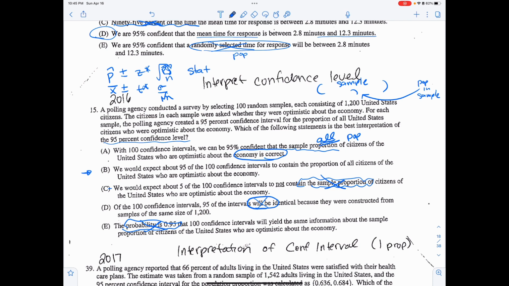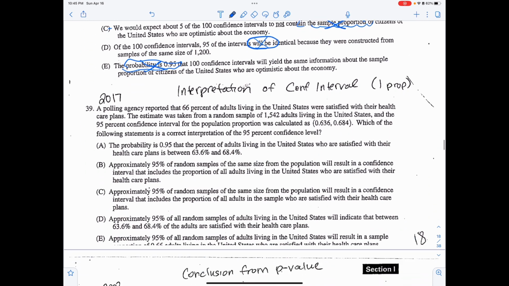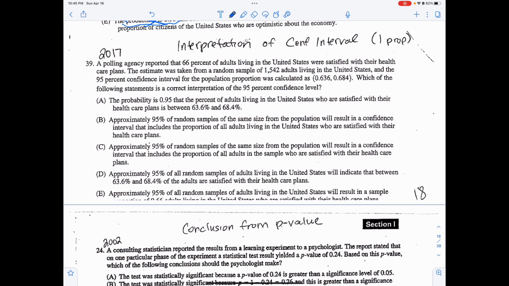So let's look at the correct answer. We would expect about 95 of 100 confidence intervals to contain the true proportion. That's it, of all of them. Okay, and see, we're expecting, so we're not being deterministic. Let's do this confidence interval now. Go ahead and try it by yourself, and then take the video off pause.